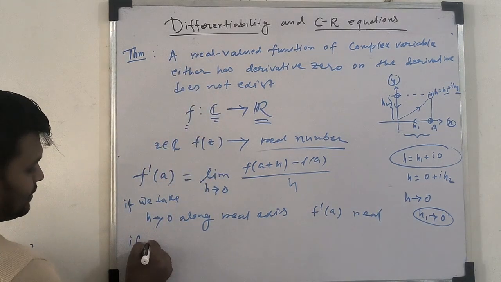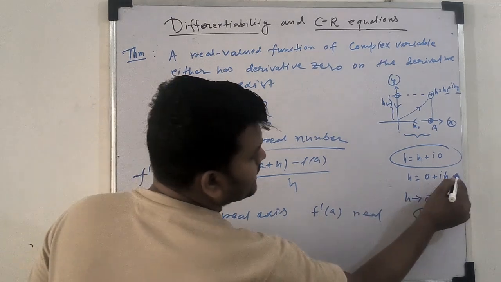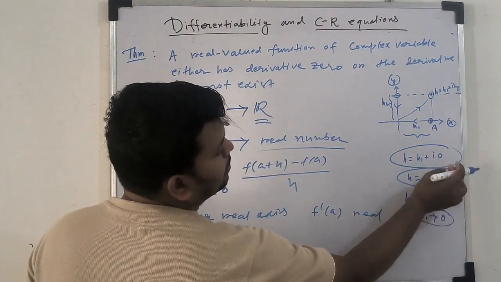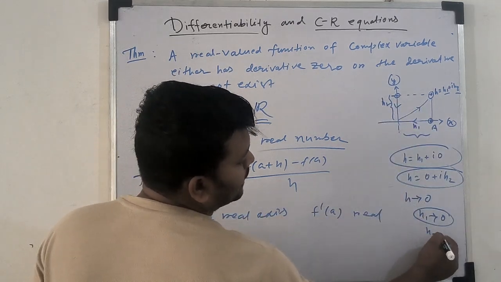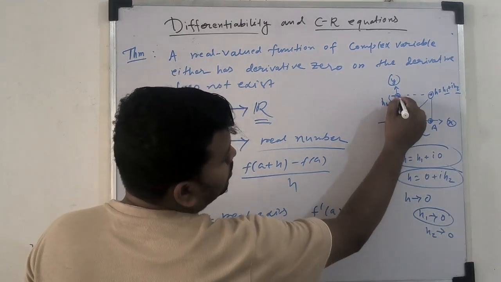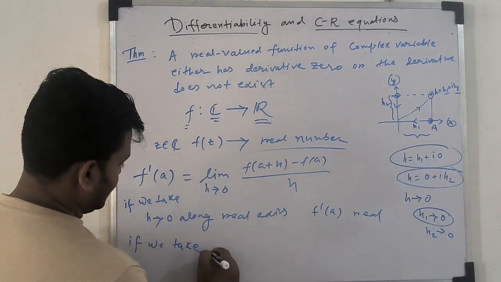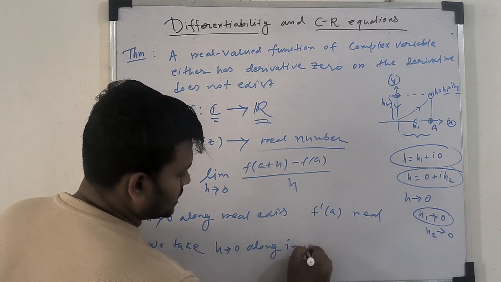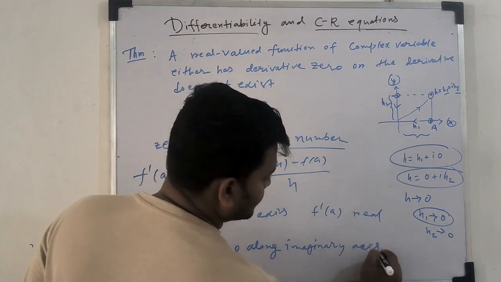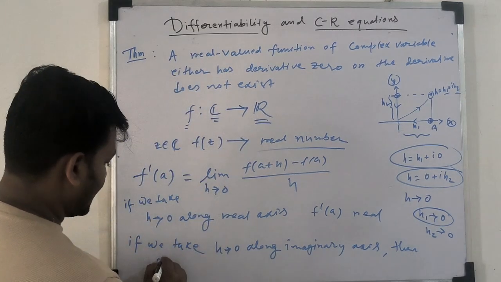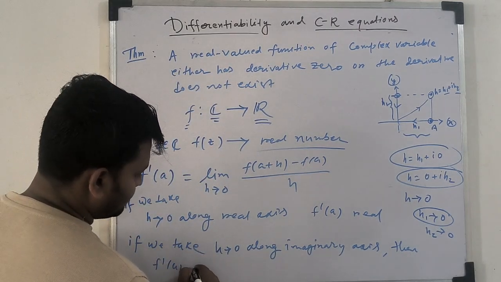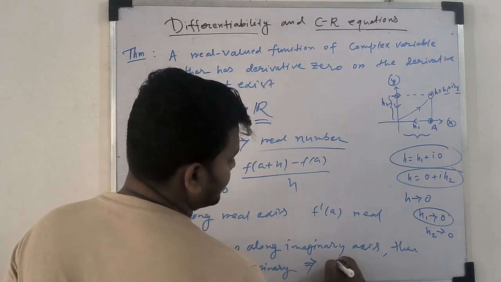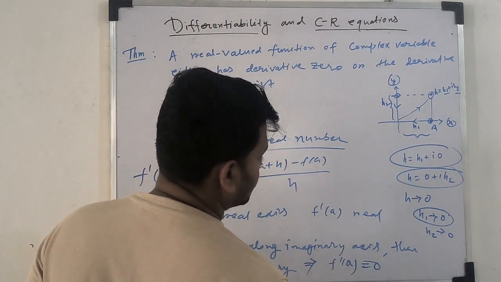Or if we take h equal to 0 plus i into h2, that is, real part 0 and imaginary part h2. So now if h2 tends to 0, that is, along the imaginary axis, if we take h tends to 0 along the imaginary axis, then this value f dash a will be purely imaginary. So therefore from this we can conclude that f dash a must be 0.